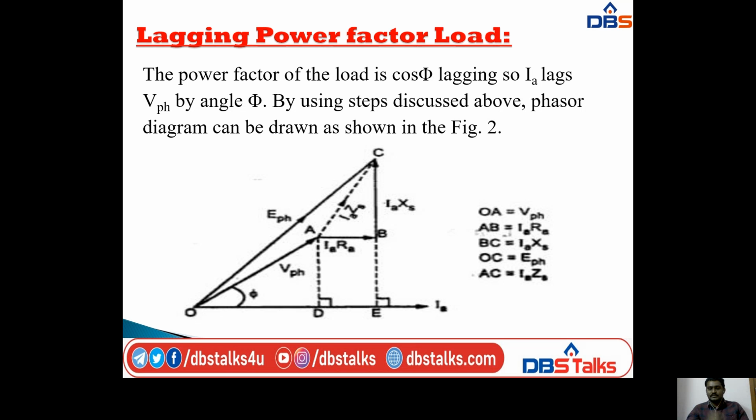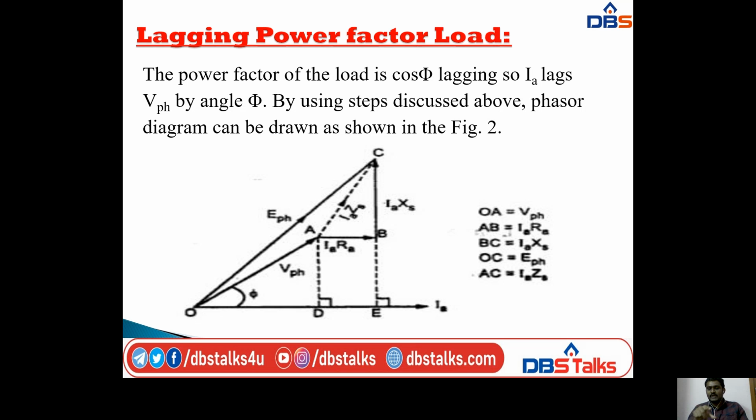I already said that the IARA drop, that is the armature resistance drop, is always in the same direction as IA. That means it is always drawn parallel to the IA. It is indicated with the line AB. So O is the starting point, and O to A is the V phase, that is the phasor voltage or terminal voltage at load condition. So OA is equal to V phase.